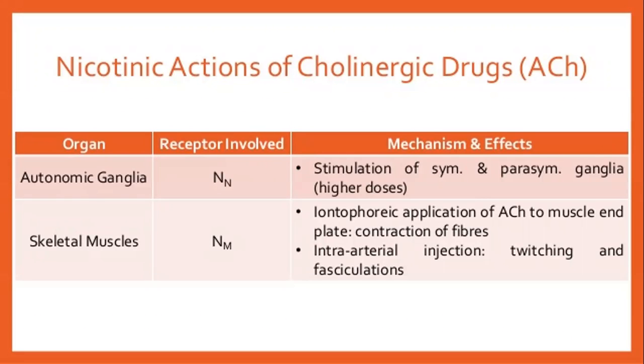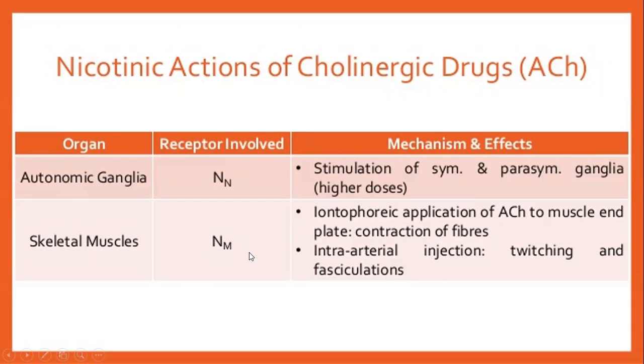Then the postganglionic neurons are also activated, which stimulates the release of another neurotransmitter. The sympathetic postganglionic neurons release what? Noradrenaline. But the parasympathetic postganglionic neurons release what? Acetylcholine. And another thing is skeletal muscles.